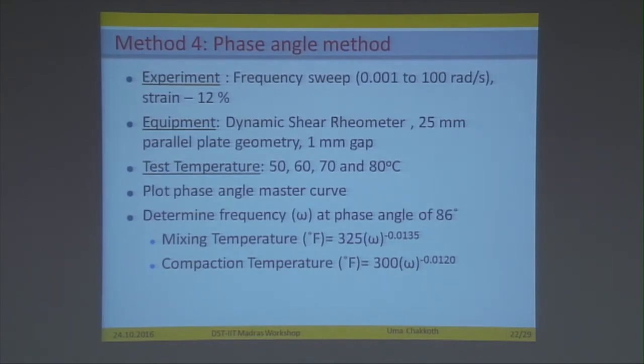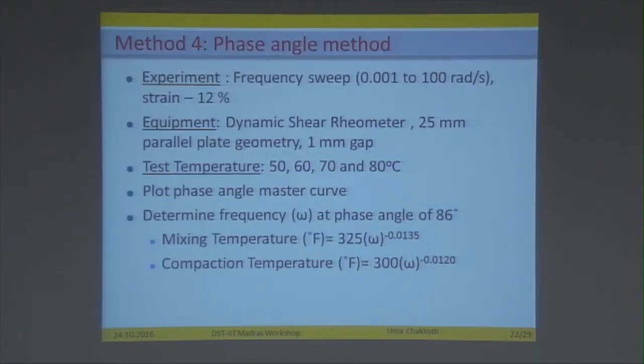The fourth method is the phase angle method, wherein a frequency sweep experiment is carried out from 0.01 to 100 radians per second and at a constant strain amplitude of 12%. The equipment uses a dynamic shear rheometer, a 25 mm geometry is used and a 1 mm gap is specified. The test temperatures are 50, 60, 70 and 80 degrees. Using the time temperature superposition principle, a phase angle master curve is plotted, from which the reduced frequency corresponding to a phase angle of 86 degrees is read, and using empirical relations they have found the mixing and compaction temperature.